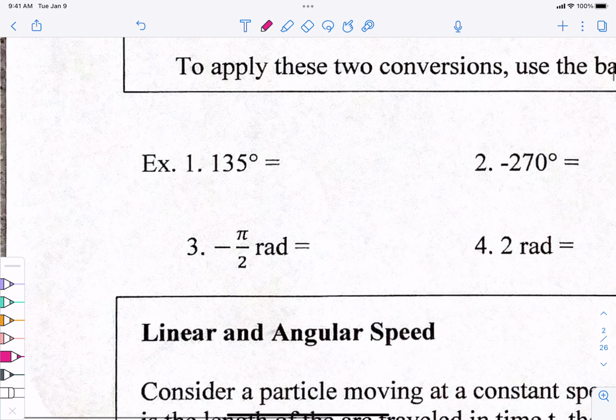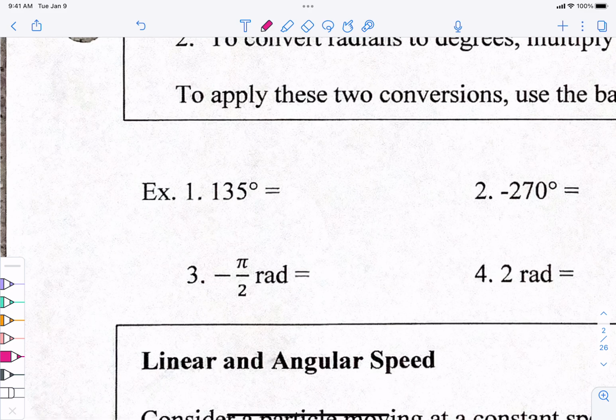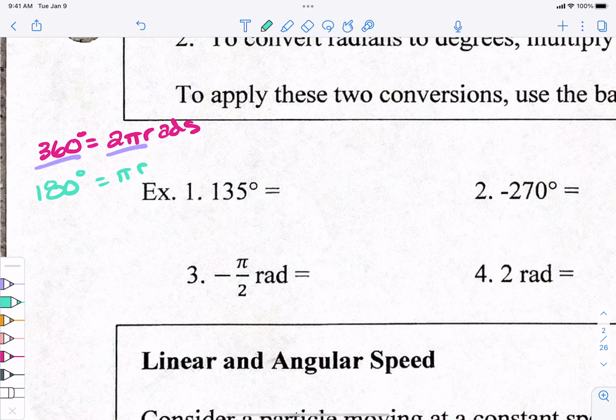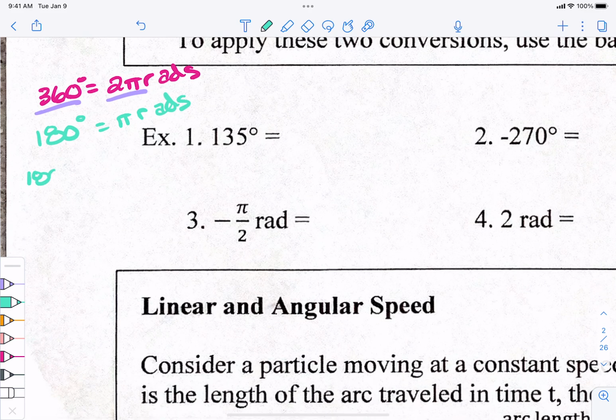So if I am applying a conversion, here is the deal. We said that 360 degrees is equivalent to 2 pi radians. Okay, so 360 is the same as 2 pi. That means that 180 is equivalent to just pi radians. So when we're converting, we either say 180 degrees over pi radians, or we say pi radians over 180 degrees, because that's what they're equivalent to.